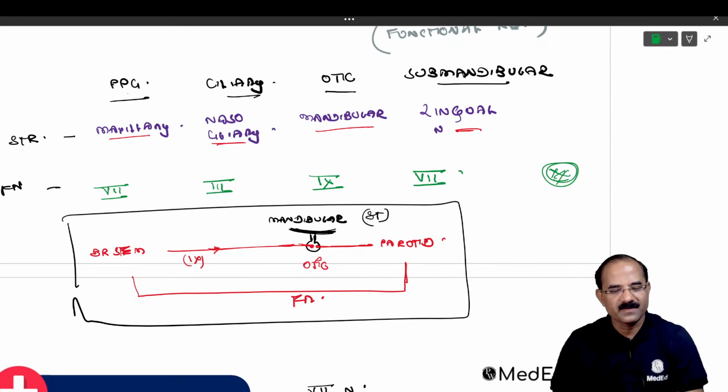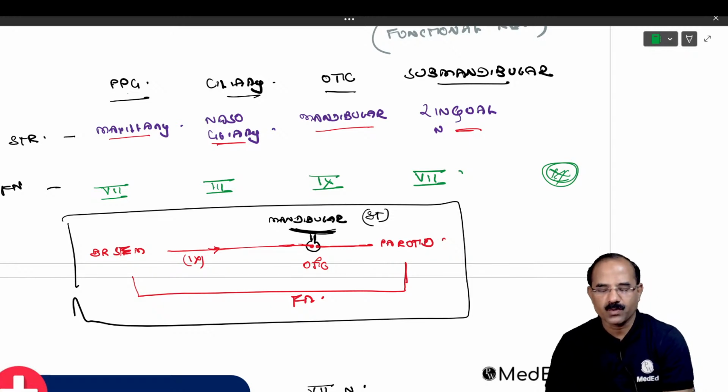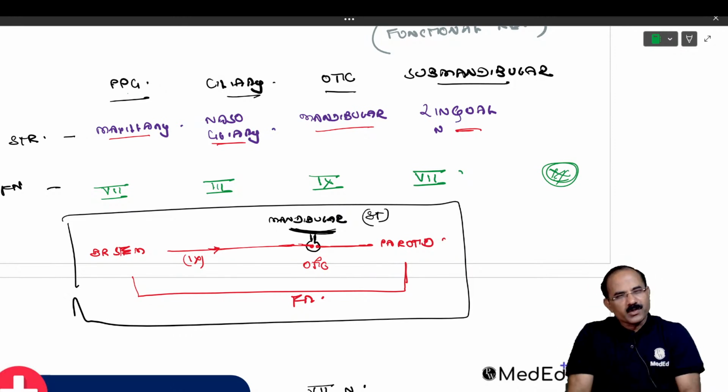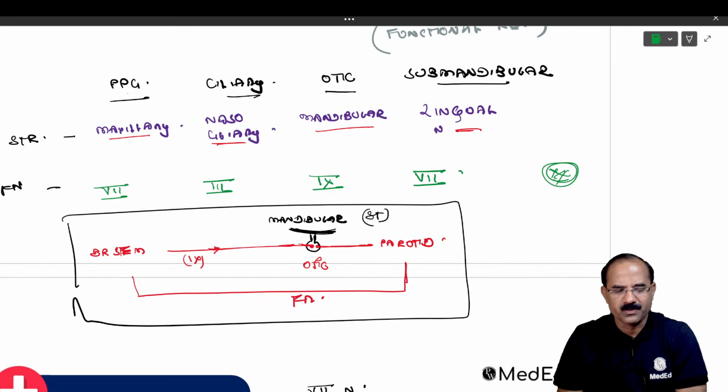Same thing. Understood? Have a look once. Just go through this. I'll tell you the facial nerve then. Facial nerve. That's beautiful.